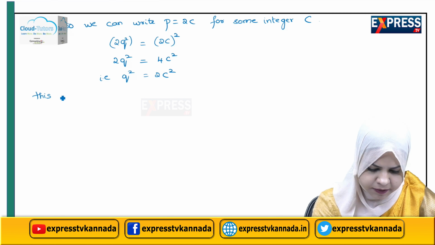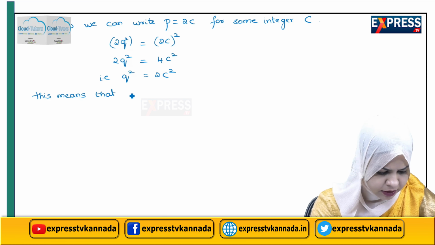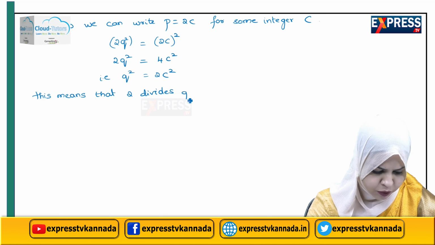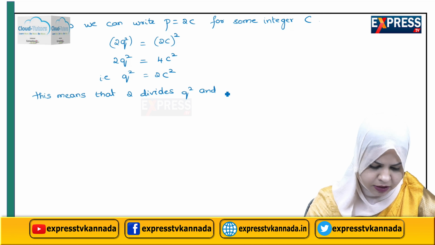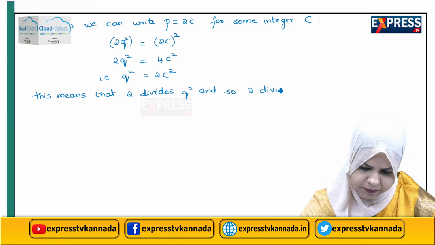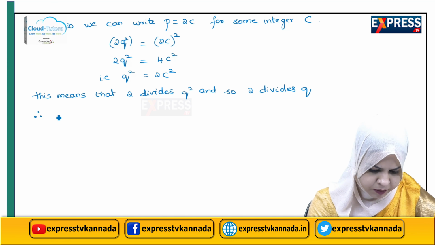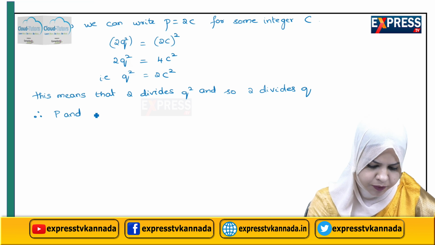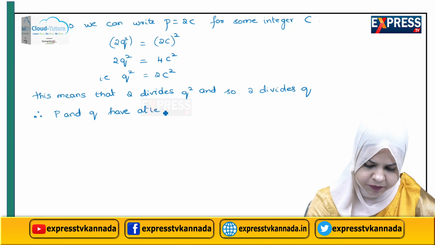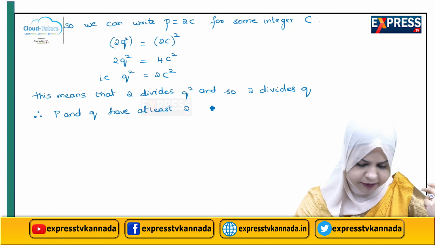This means that 2 divides Q square, and so 2 divides Q as well. Therefore, P and Q have at least 2 as a common factor.